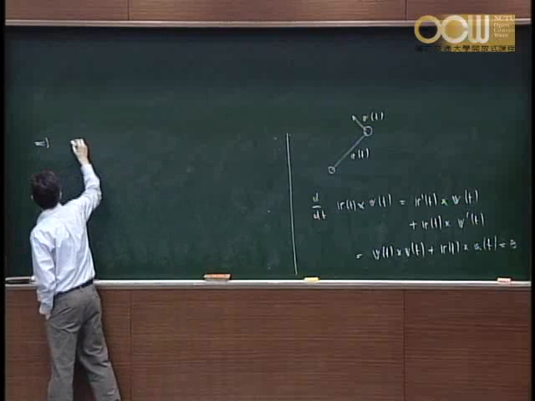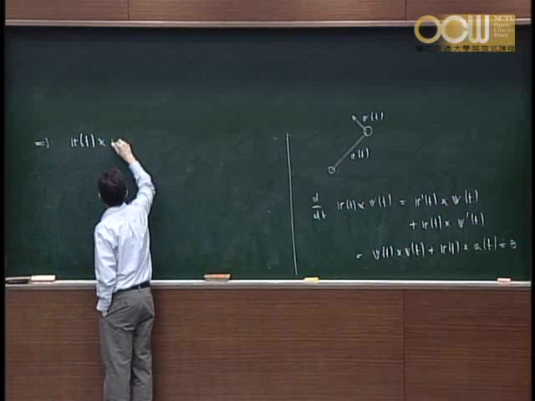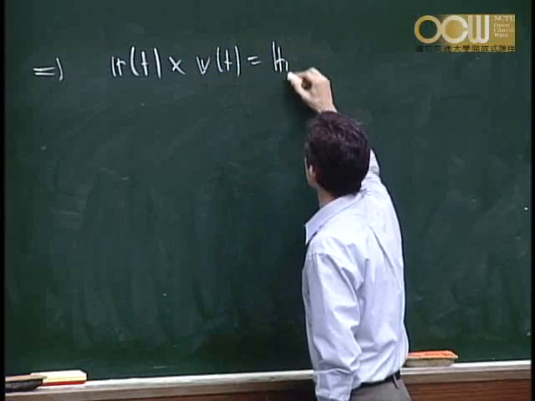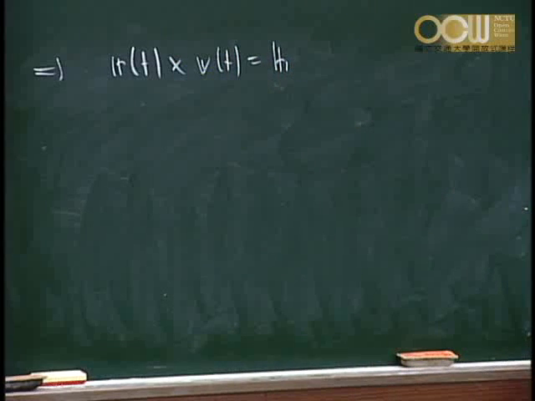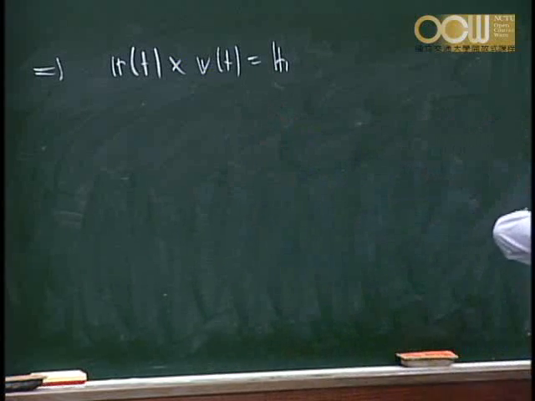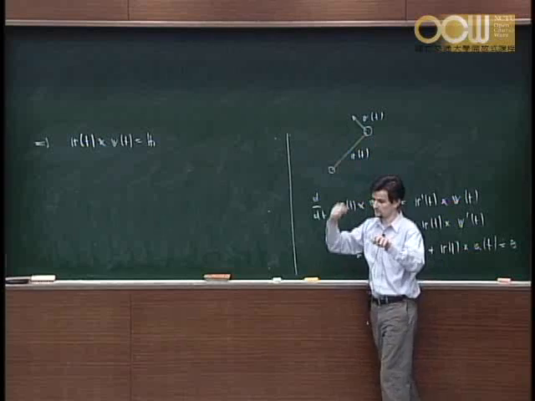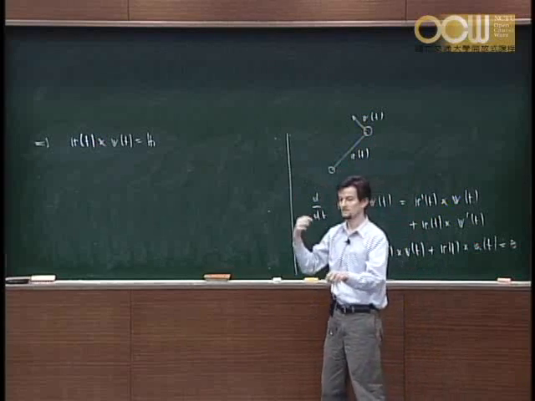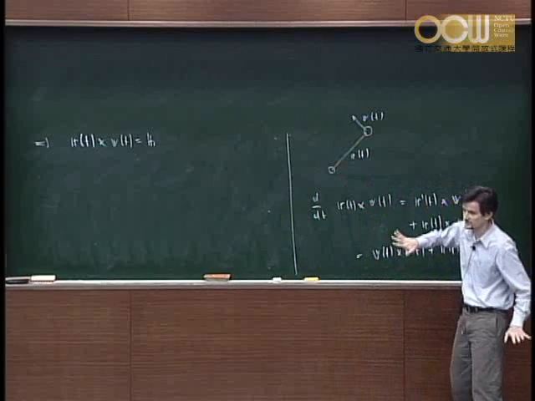So you see that the cross product between r of t and v of t is equal to a vector h, which is a constant vector. This already rules out many possibilities for the orbit, because it shows that the orbit must be contained in a plane. So from here you know, for instance, the Earth cannot go around like this. We already have obtained that the orbit must be inside a plane.